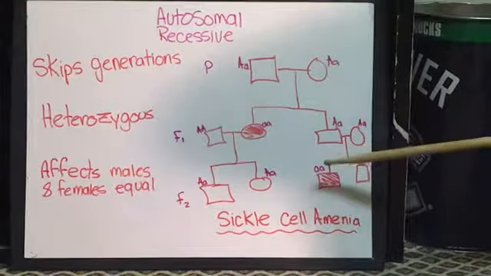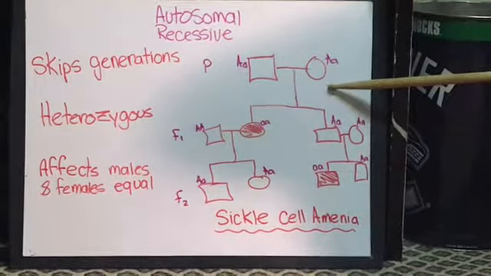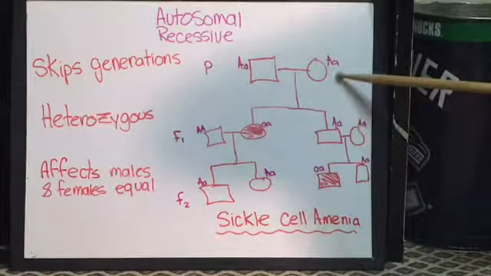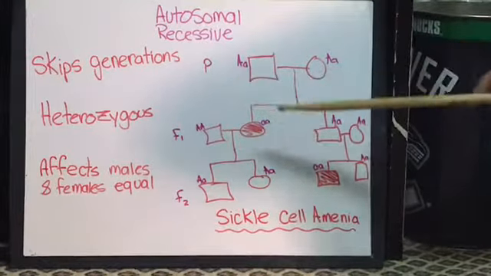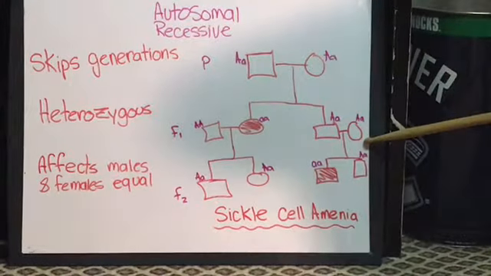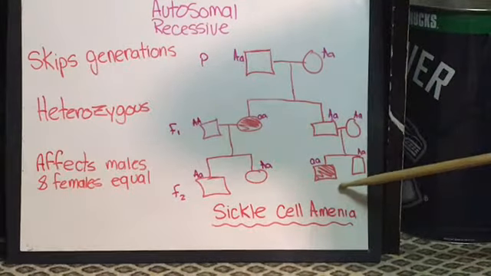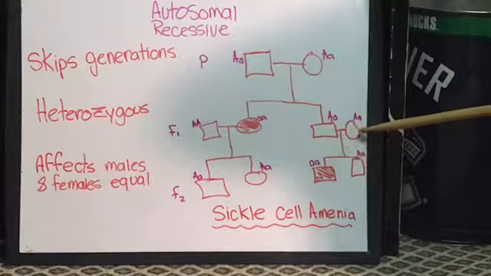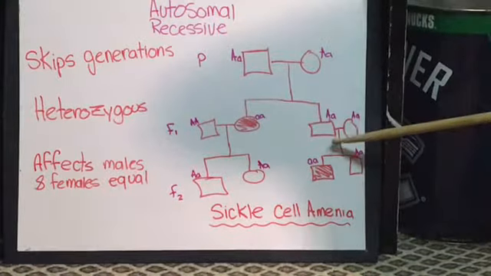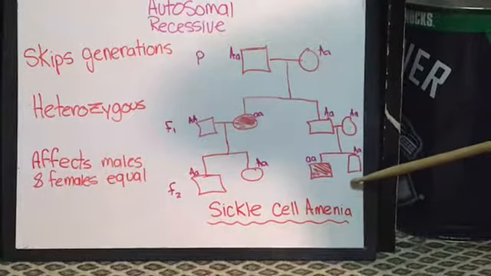Now their son gets the dominant trait from one of the parents and the recessive trait from the other, and then also marries a heterozygous female. Now, their firstborn son gets both the recessive traits, so he has sickle cell anemia, but their other son only gets one of each of the traits, so he is a carrier.